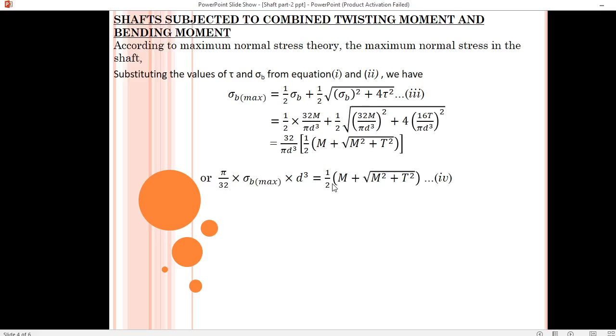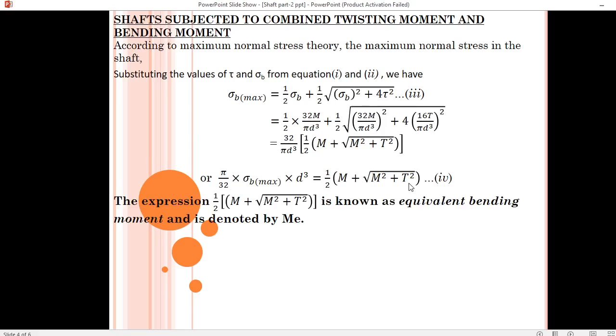Okay, so if I am dividing this whole equation, this whole term, to the other side of the equation, that is sigma b max. So what I am getting is pi into d cube divided by 32 sigma b is equal to 1 by 2 into m plus root over of m square plus t square. The expression 1 by 2 into m plus root over of m square plus t square is known as the equivalent bending moment and is denoted by Me.